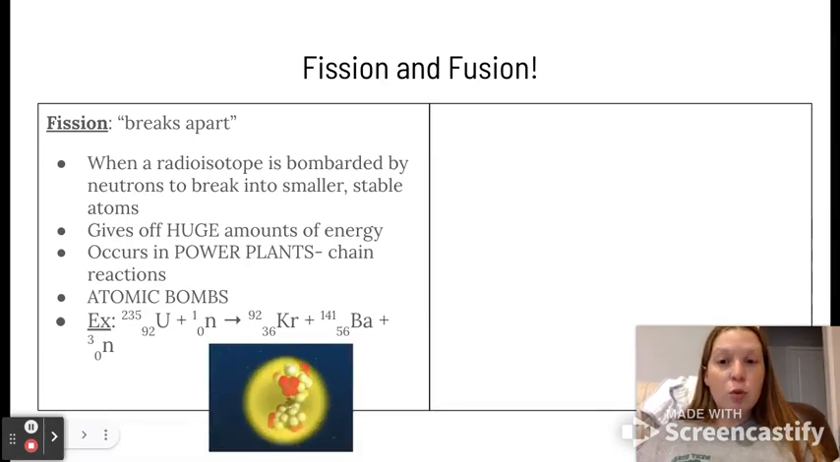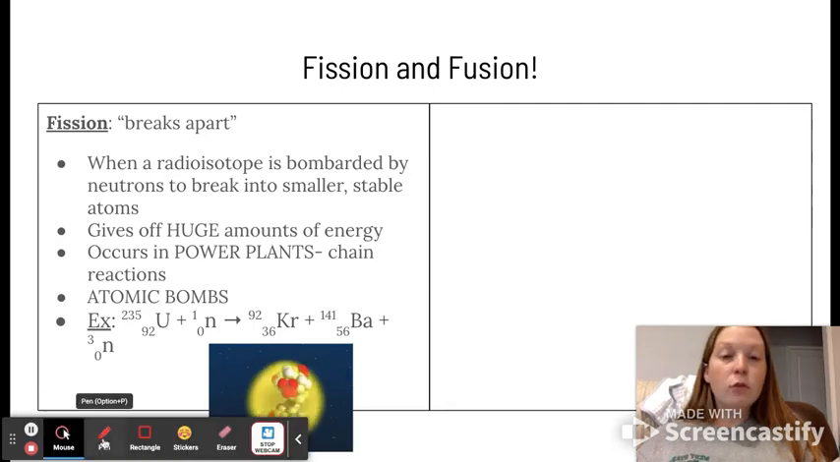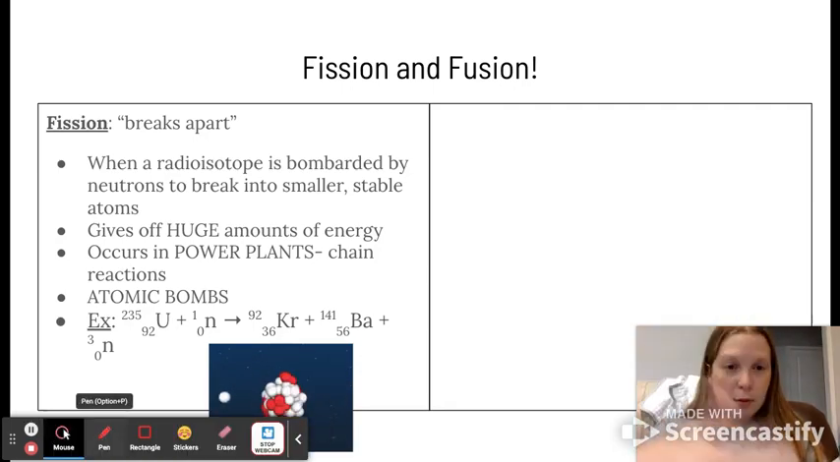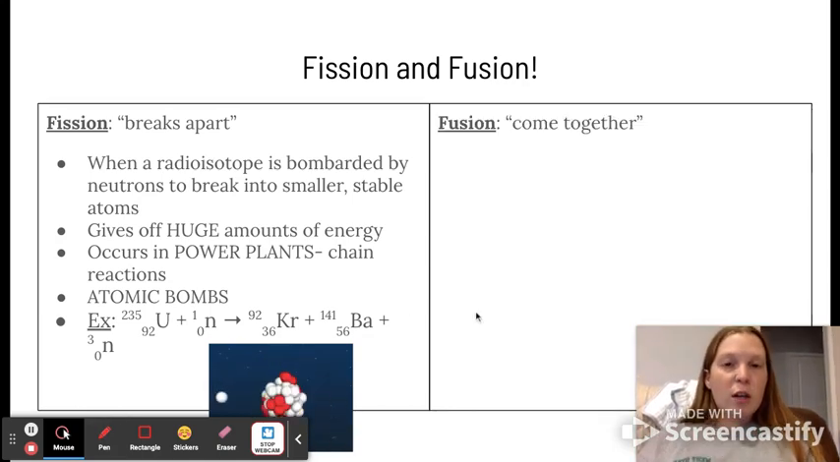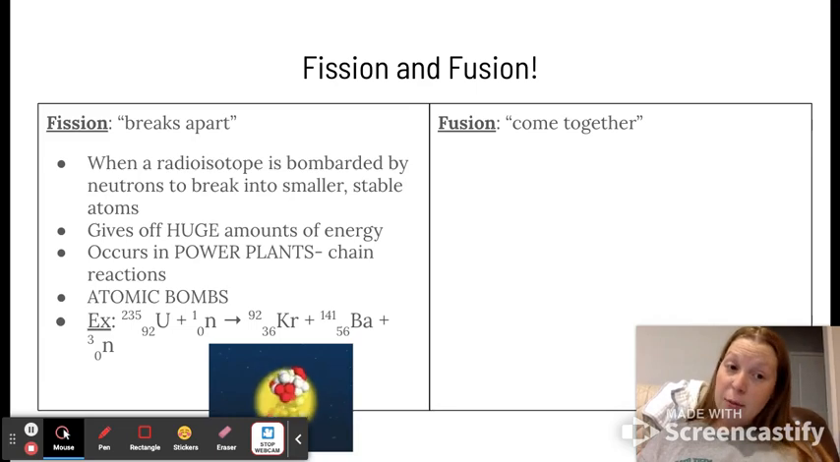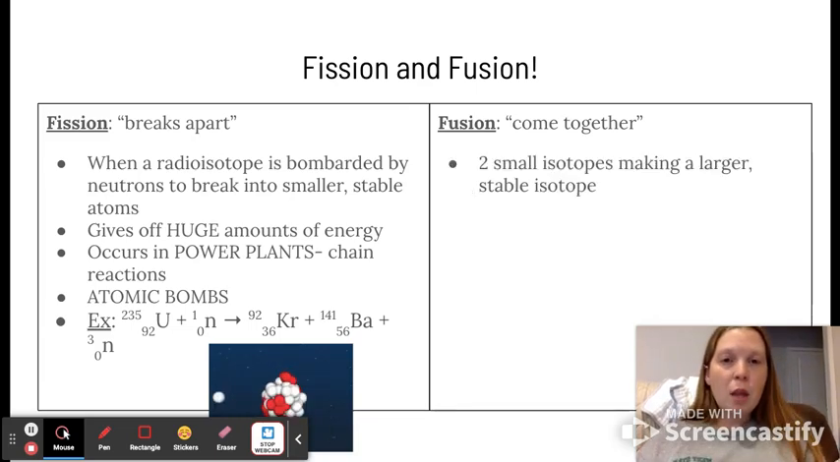And this picture just shows you what happens in a fission reaction. It's hit with a neutron, it breaks up, and gives off neutrons to then continue the process. And fusion is where things come together. So this is the opposite of fission. This is where 2 small isotopes will combine to make a larger stable isotope.